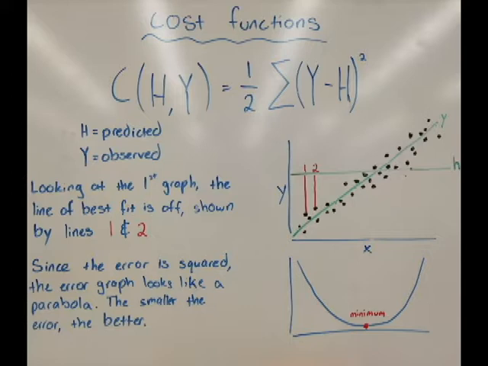If h is plotted against its respective cost value, the resulting graph is a parabola. This is because the error is squared. The smaller the error, the better. So the minimum of the parabola is the most accurate prediction. We now have a function that approximates how good our model is.